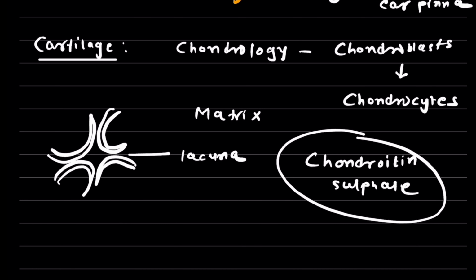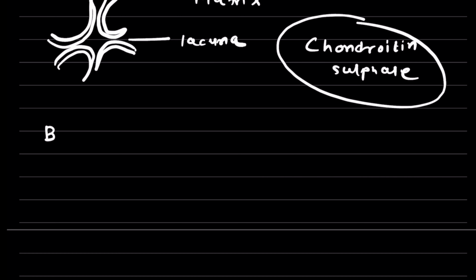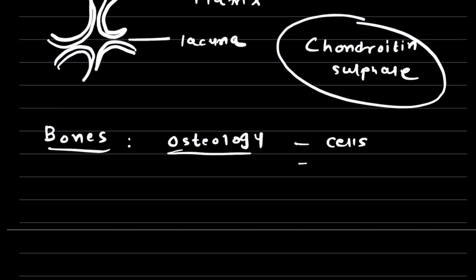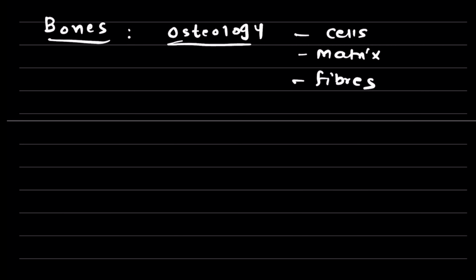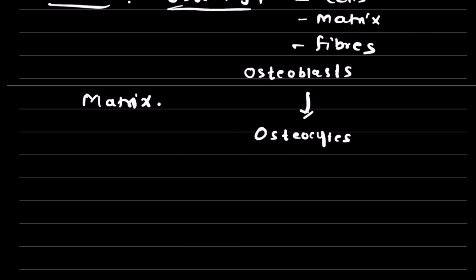Now we move on to bones. What are bones? The study of bones is called osteology. It is also composed of cells, matrix and fibers. Young cells are called osteoblasts. The mature cell is called osteocyte, similar to cartilage. Bone secretes matrix. The cell is surrounded by a space called canaliculi and lacuna.